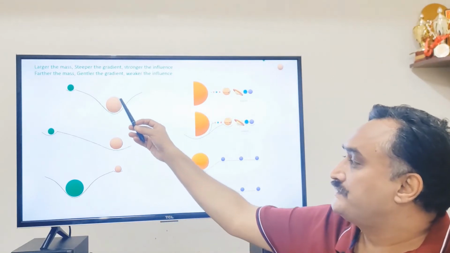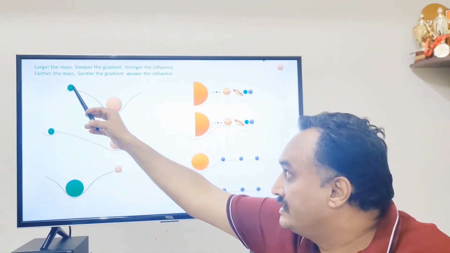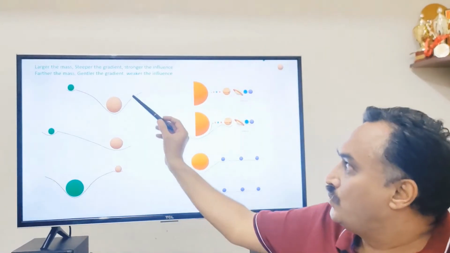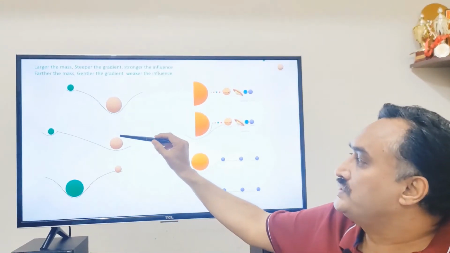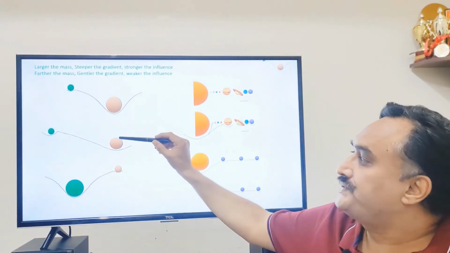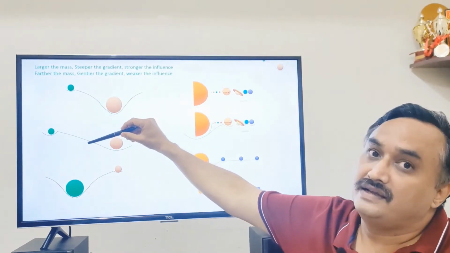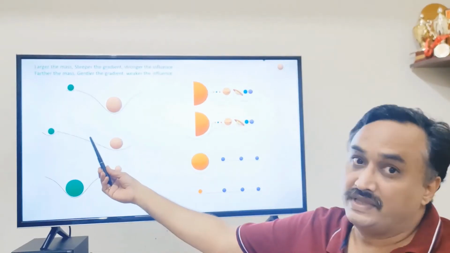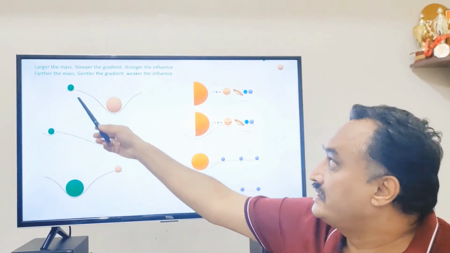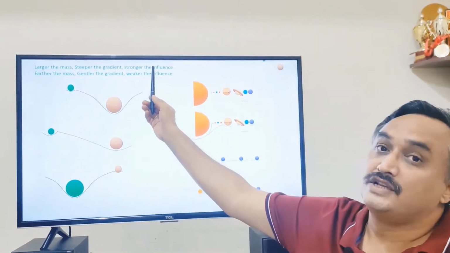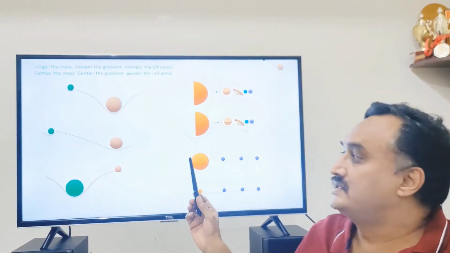Now you have this massive mass which is bending the space-time fabric and making this planet move around. What happens when you reduce the mass of this massive mass? When you reduce it, its influence is also reduced, and hence this gradient, which was steeper here, is shown as gentler. When the influence weakens, the mass also moves away. So we could say that larger the mass, steeper the gradient, stronger the influence. Farther the mass, gentler the gradient, weaker the influence.